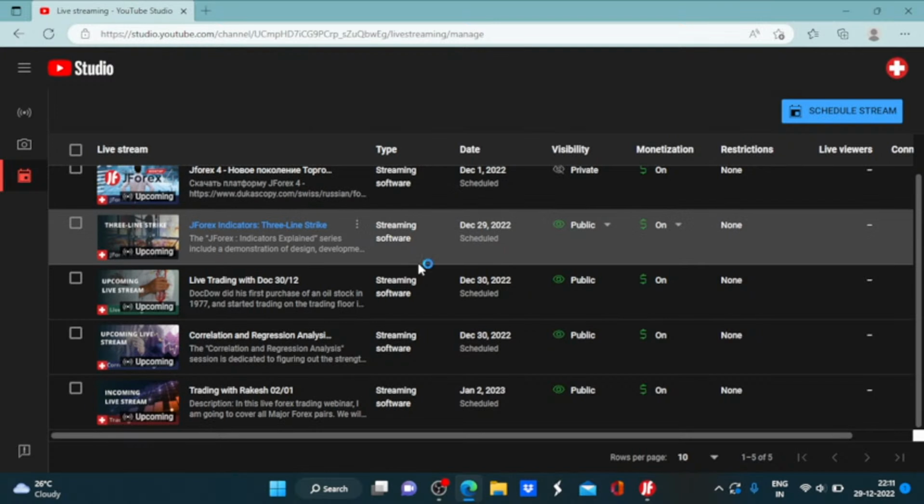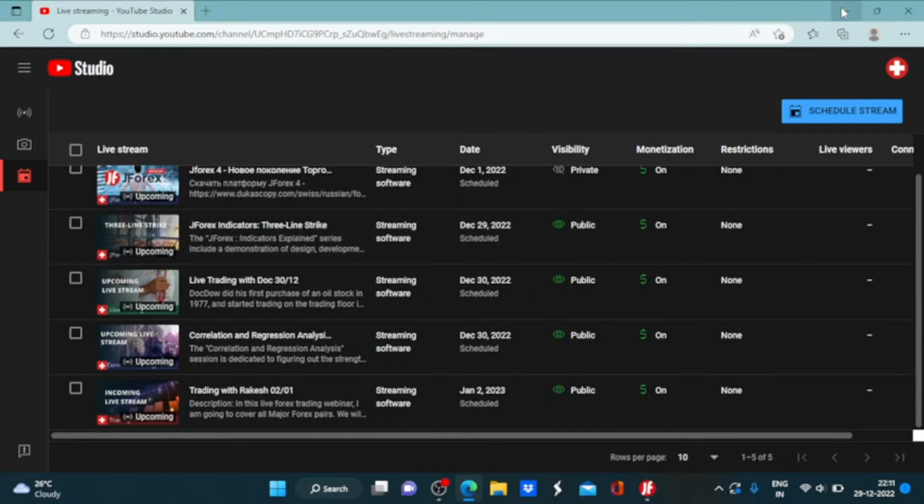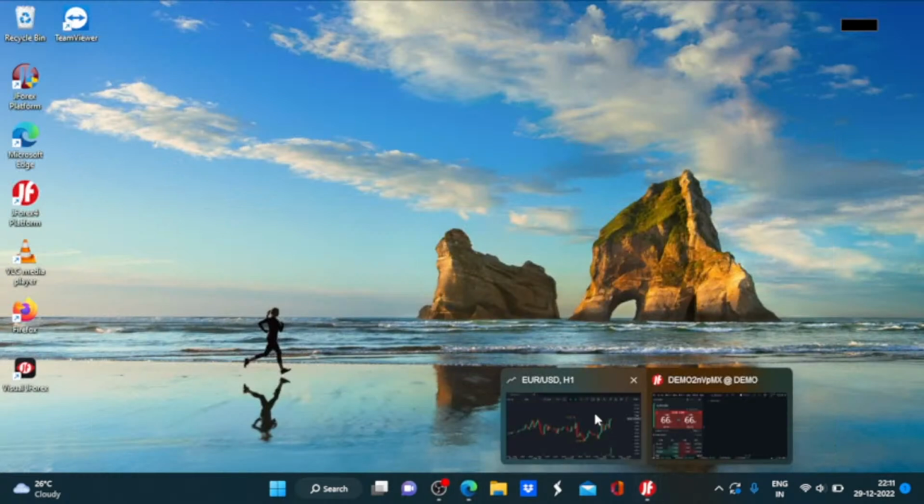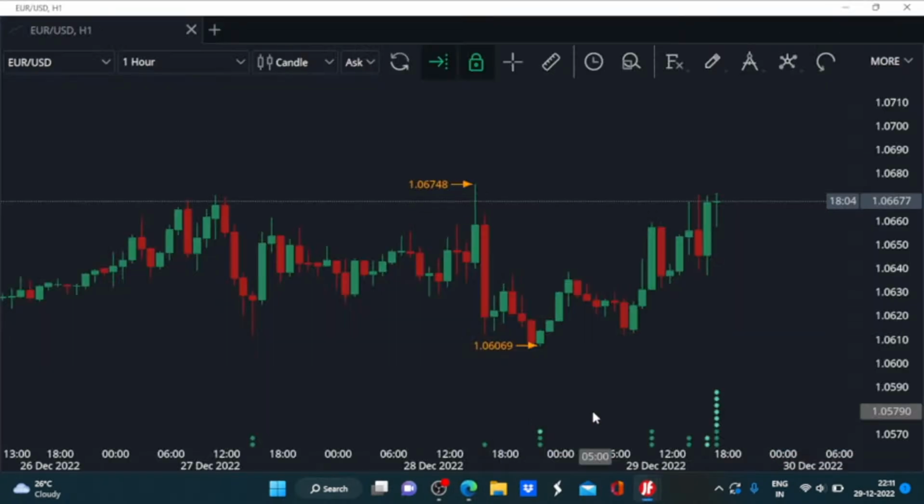In today's session of JForex Indicators Explained, we will be looking at the indicator three line strike to see how we can take advantage of this candle formation to look for the opportunities in which we will have, of course, the higher probability to make money rather than losing money. So let us now head to the JForex 4, the newly released trading platform from the Dukascopy Bank SA.